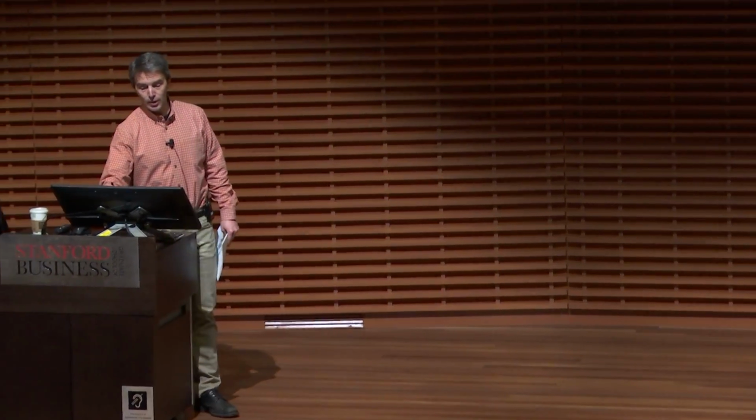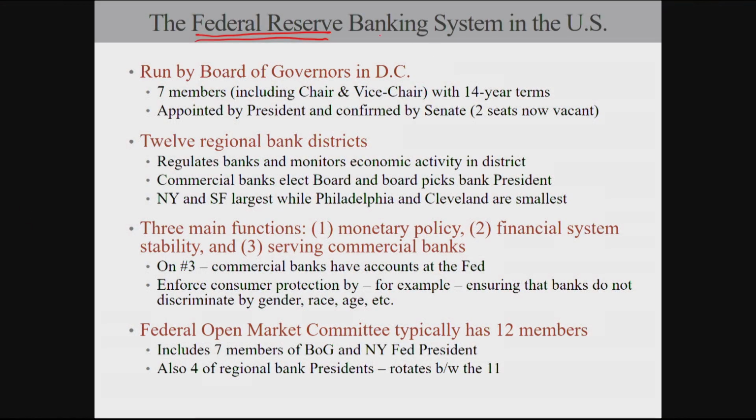Okay, good. So the Federal Reserve banking system in the U.S. is a very important part of our banking system. The Federal Reserve is run by a board of governors in Washington, D.C., and there are 7 members of the board of governors, including the chair of the board of governors, Jerome Powell. The vice chair is, I believe, Richard Clarida, who used to be a professor at Columbia University. They have long terms, 14-year terms. So it's not quite a lifetime appointment the way being a Supreme Court justice is, but it's much longer than being president or senator or member of the U.S.